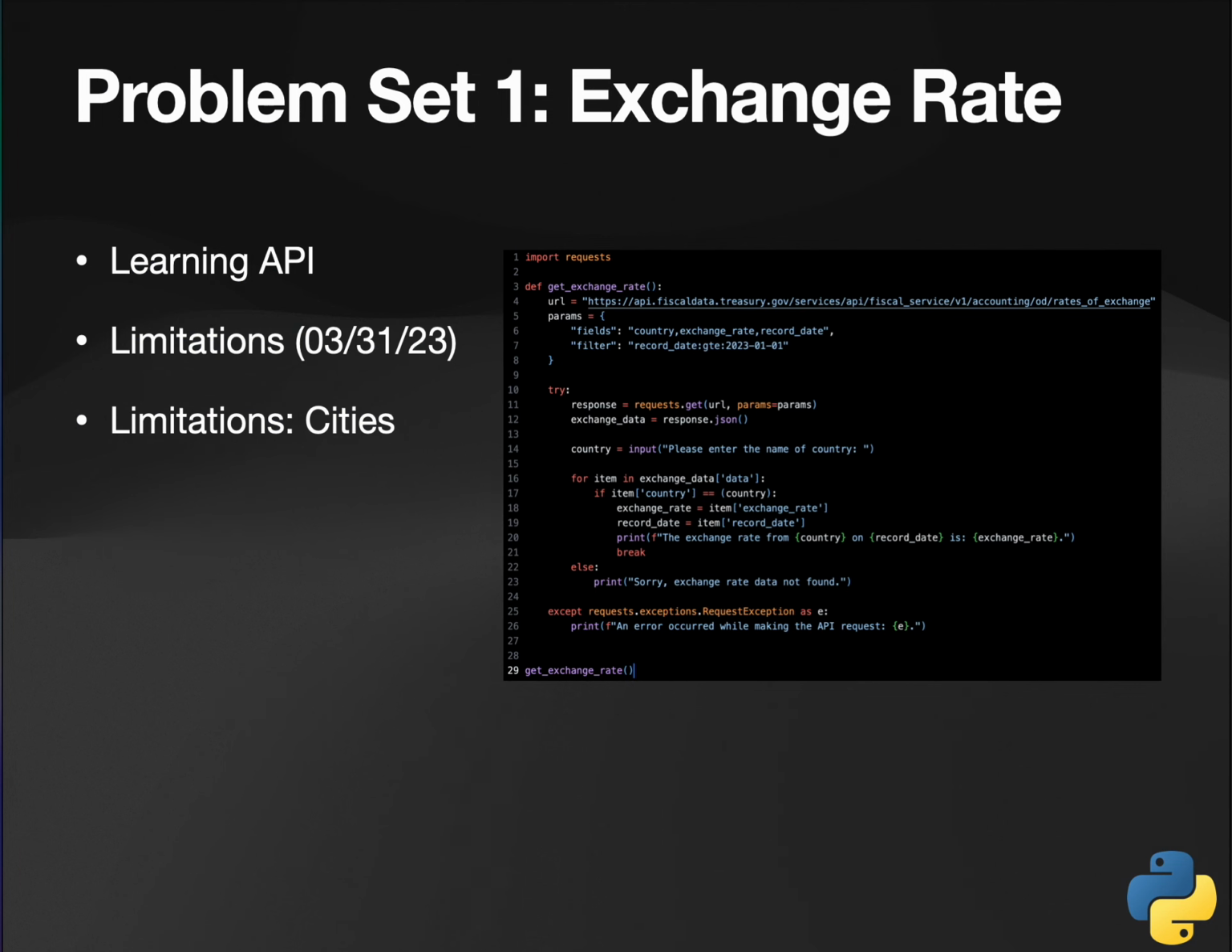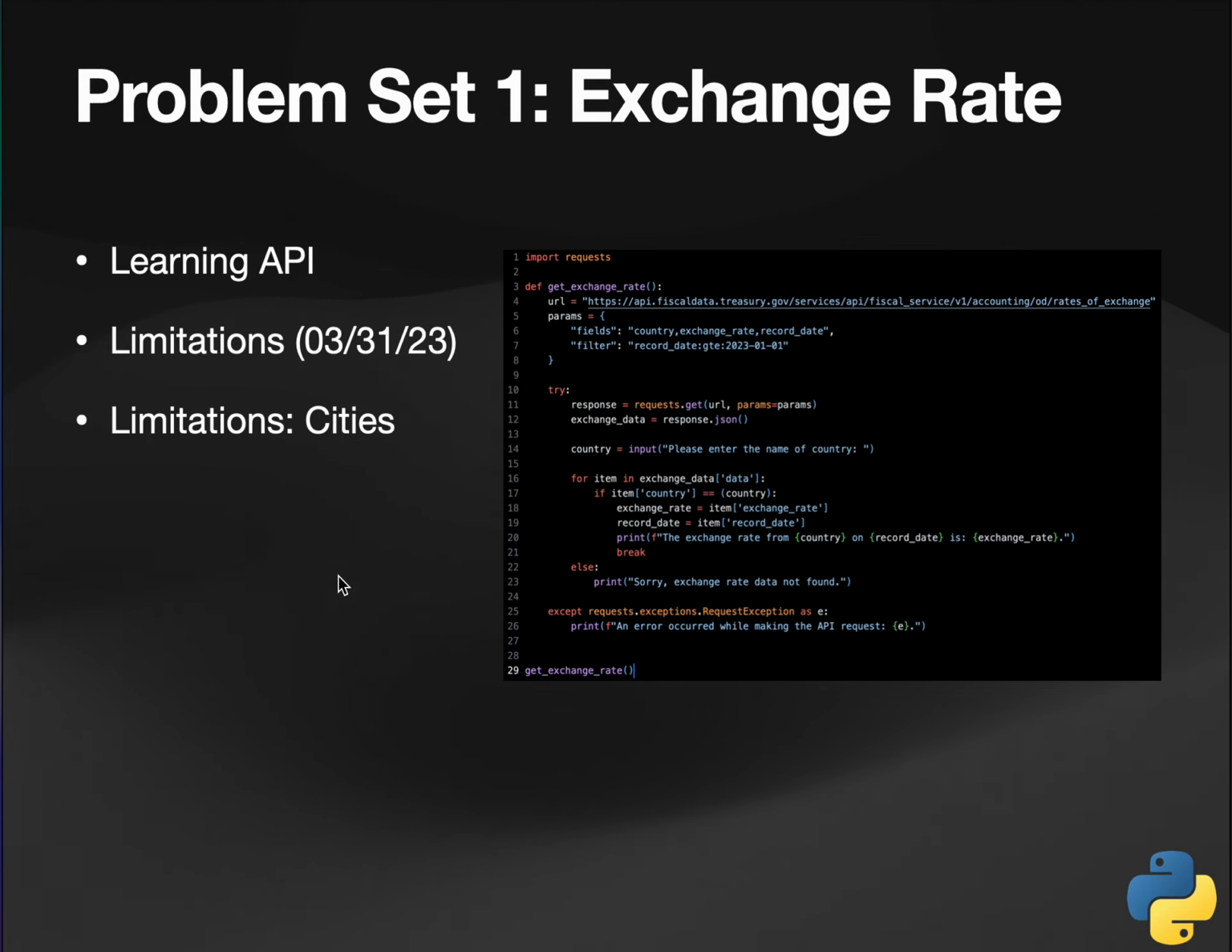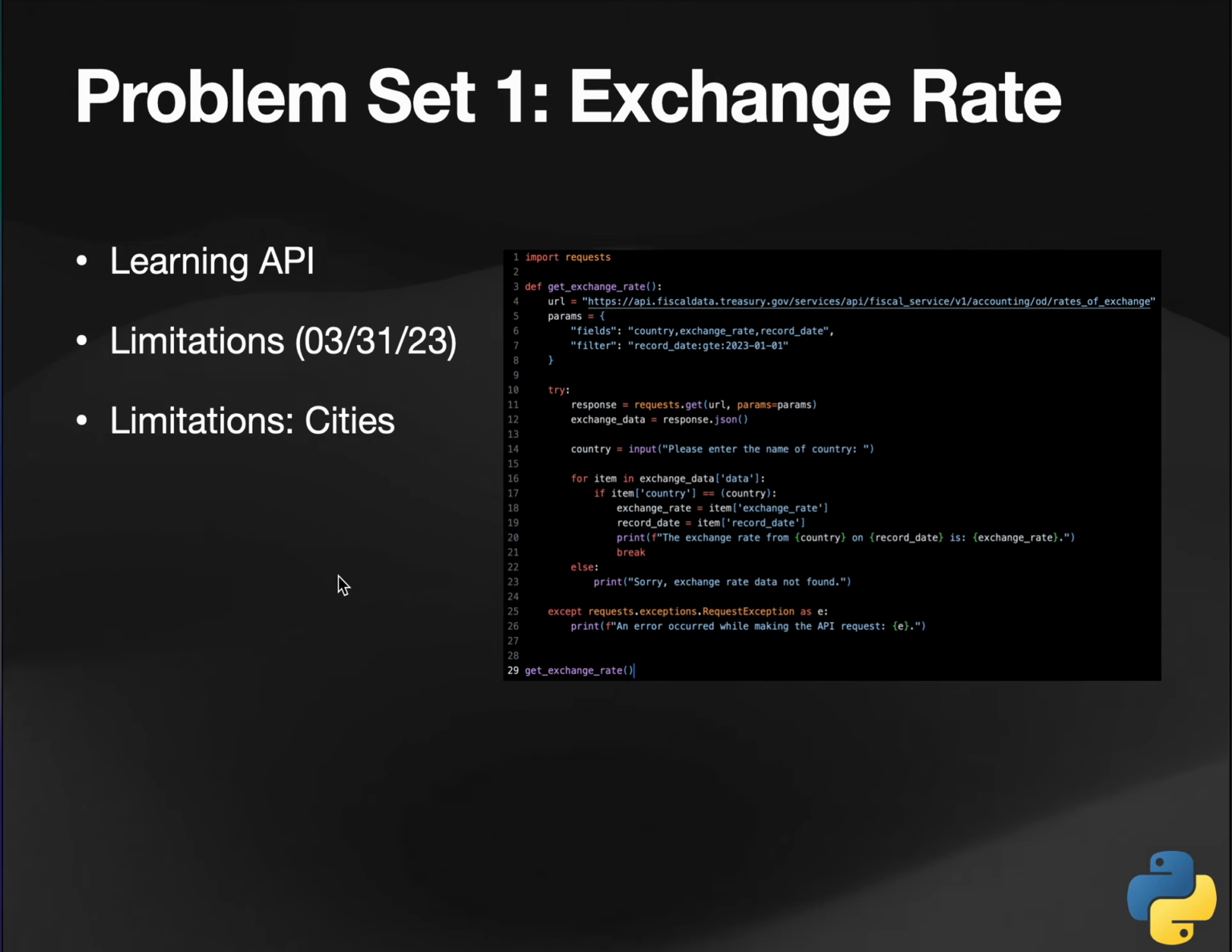So the first problem set, I utilized an API. Tough learning curve for me personally. The limitations being that it's retrospective, it's a little bit dated, and it's limited by the actual cities in the list. Pulled this data set from treasury.gov because it was free and had no other registration limitations.